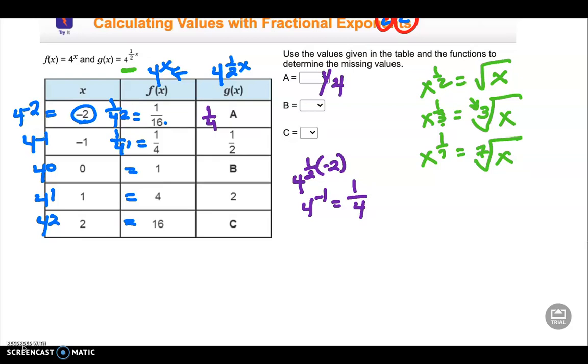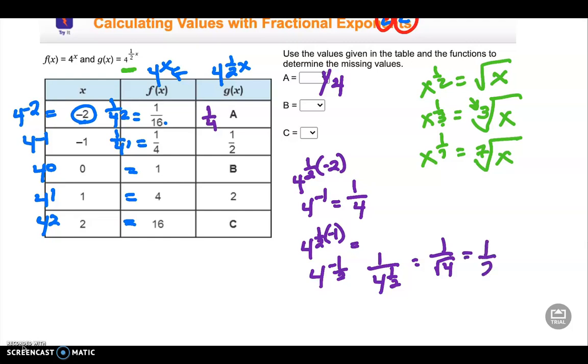Same thing here. Let's do the next one. 4 to the 1/2 times -1. So this would equal 4 to the -1/2. Sorry, I wrote that a little bit off. So we have 1 over 4 to the 1/2. Well, 4 to the 1/2 is the same as the square root of 4, so this is 1 over the square root of 4, which is equal to 1/2. And that's where we get this 1/2 right here. B, 4 to the 1/2 times 0. Well, that's still equal to 4 to the 0, so that's 1. So our B value is 1 here.